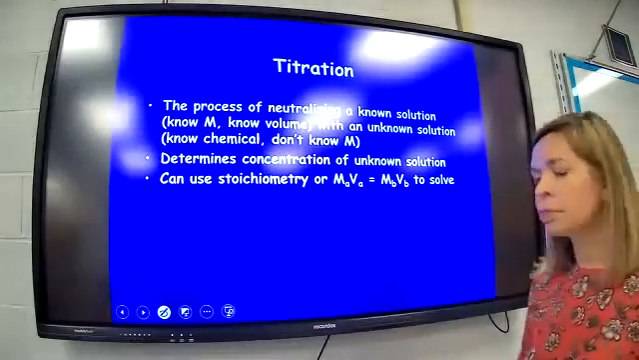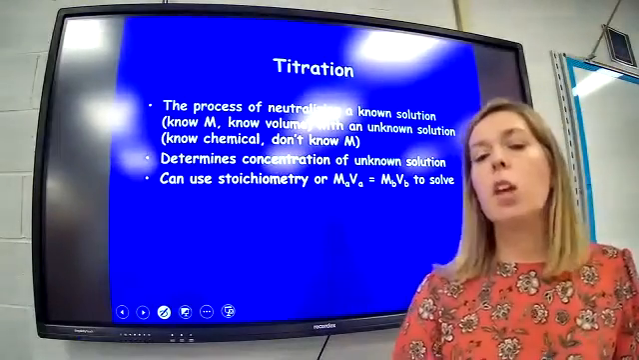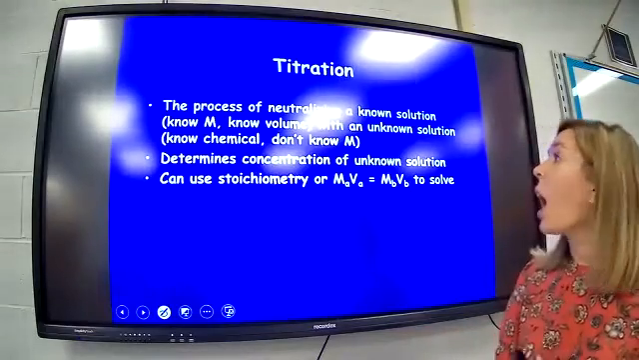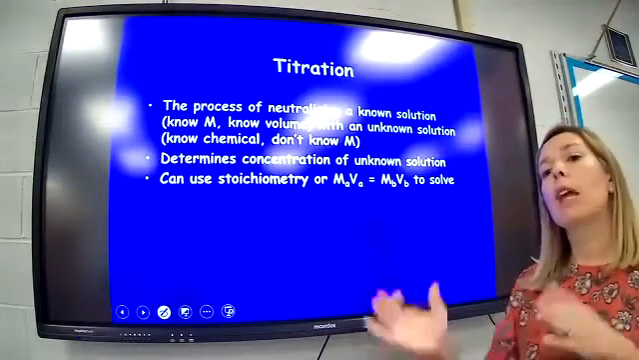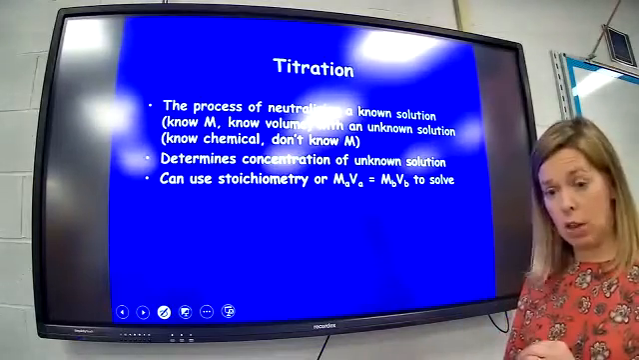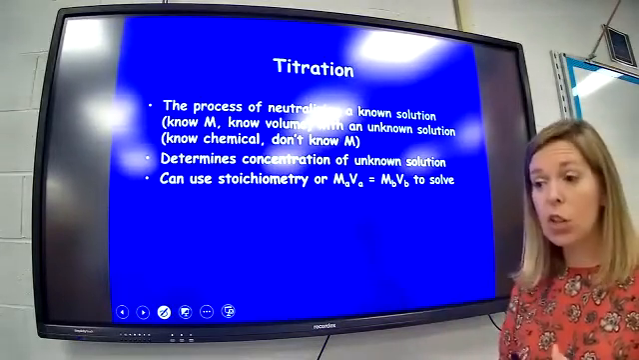All right, titration. So titration, you might remember from reagents, is the process of when we add a known amount of either our acid or base to the other one to do a neutralization reaction.